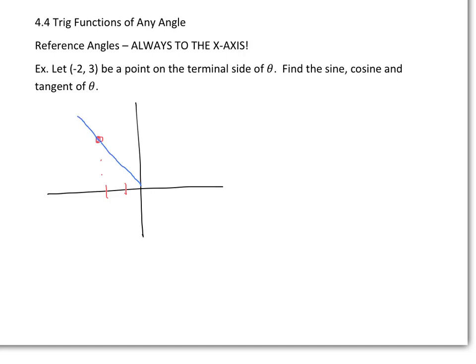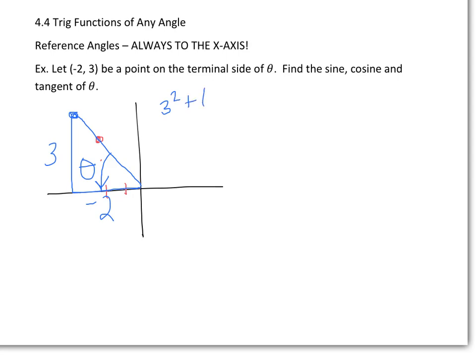So there's negative 2, 3, so my terminal side goes through here. Now, I want to get my reference angle, which always goes to the x-axis, so down this way. Here's my theta. Here's where I want to make my triangle. How did I get to this point out here, which I extended? Well, I went negative 2 left and 3 up. So I can solve for the missing side of this triangle.